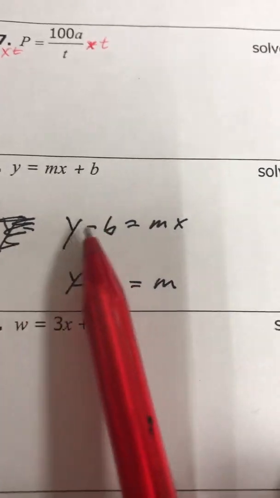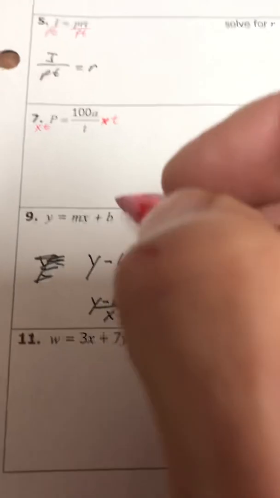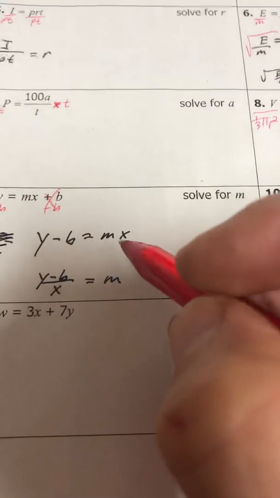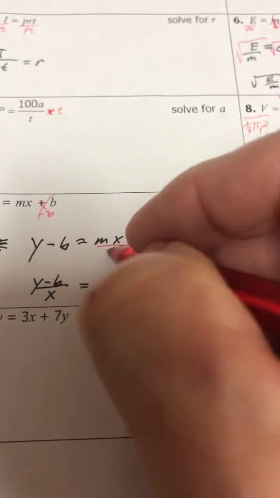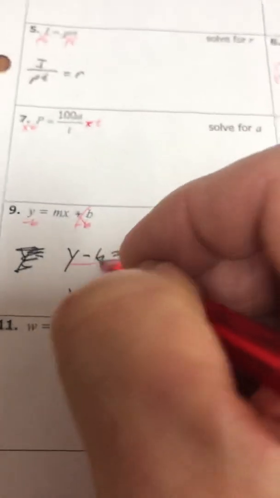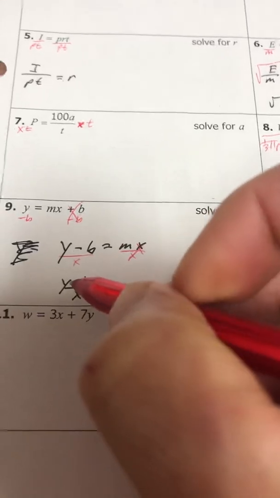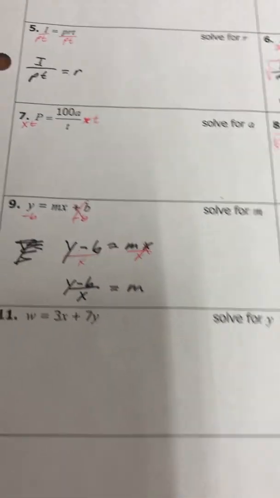For number 9, I wrote y equals first, and I should have put y minus. So I'm solving for m, so I'm going to subtract, first of all, the b from both sides. So I have y minus b. Got rid of it on this side, that's why I did it. And then I'm solving for m, so I'm going to divide by x, crosses that off. I get m by itself, and I'm left with y minus b divided by x.